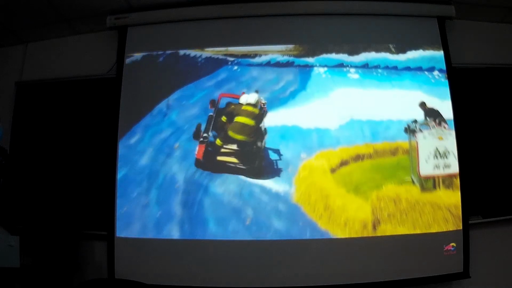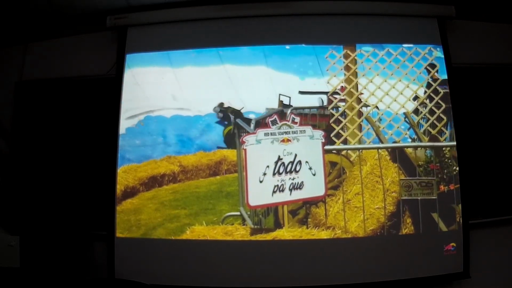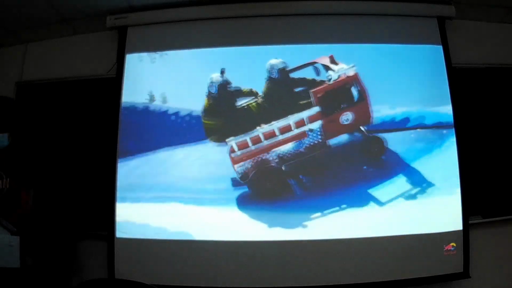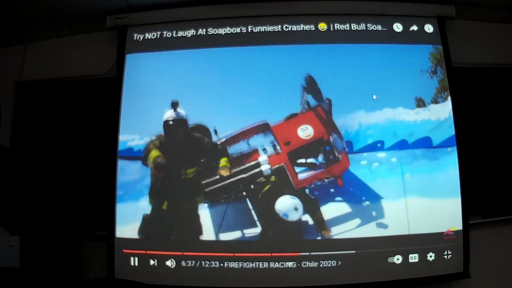You've got to turn right. He's just gone up and up and up, and he nearly went over. Look at that. It was only one wheel left on the berm. So what do they do now? Okay, look at that. Oh, so spectacular!